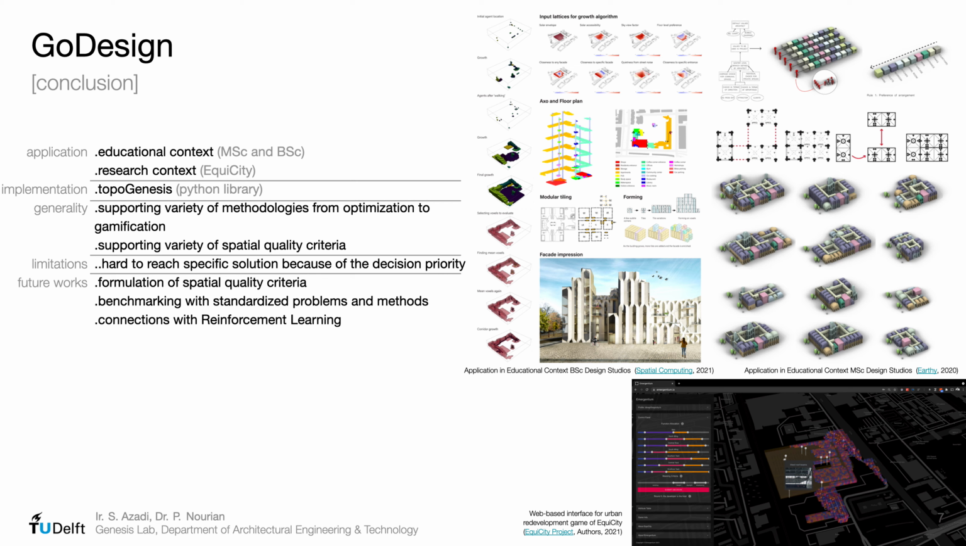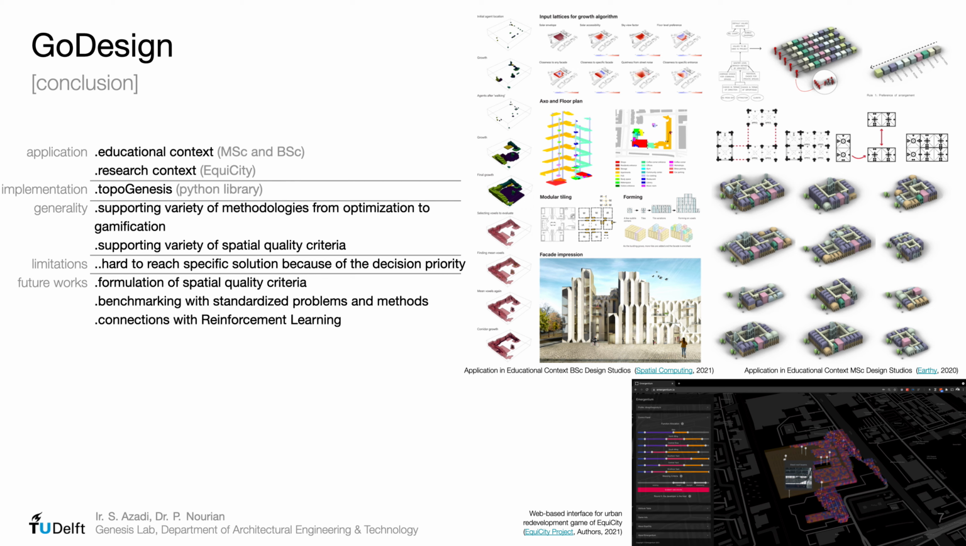This framework focuses on offering a mathematical formulation that supports a variety of methodologies to find a solution for the design problem. Thus, in the primary phase, we have applied this framework in educational and research contexts. In the educational context, the framework paired with extensive Python programming workshops has been used in MSc and BSc design studios at TU Delft, the result of which you can see on the right. In the research context, the framework is currently the basis of an online urban redevelopment game that brings different stakeholders of the project together in a gamified setup and lets them develop intervention alternatives with respect to diverse spatial quality criteria ranging from environmental factors to heritage related attributes and values.